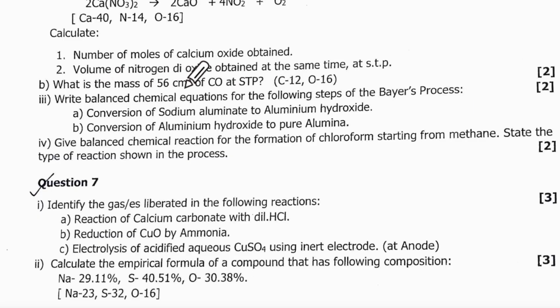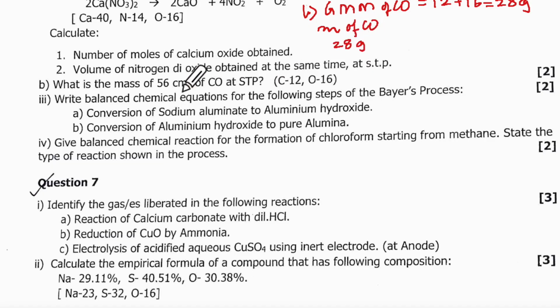What is the mass of so many centimeter cubes of CO at STP? Now they are asking for mass, so the first step will be finding the GMM of CO. Carbon is 12 and oxygen is 16, which means 28 gram. So 1 mole is 28 gram. If there is a mass of CO which is 28 gram, then this centimeter cube means volume, so the volume at STP would be 22.4 liters.